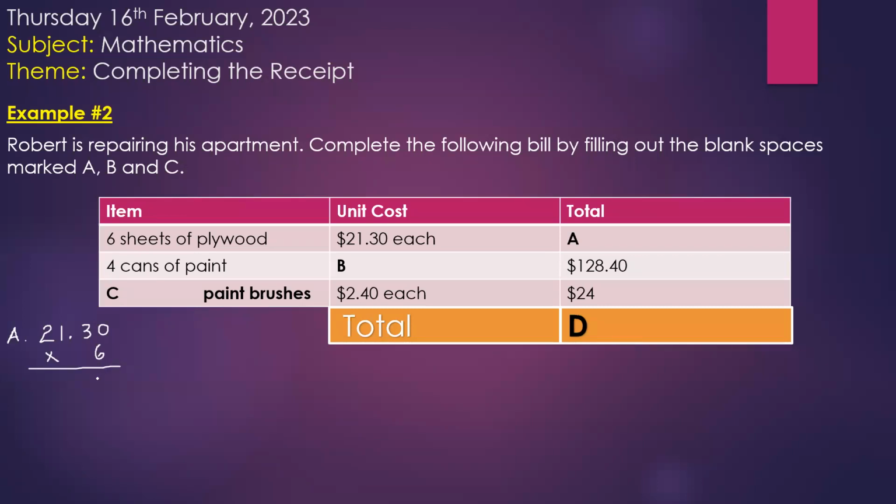6 times 0 is 0. 6 times 3 is 18. Oh, you forgot to put the 1 on top of the 1. Okay. 6 times 0 is 0. 6 times 3 is 18. Put the 8 down, put the 1 up. 6 times 1 is 6, plus 1 is 7. 6 times 2 is 12.